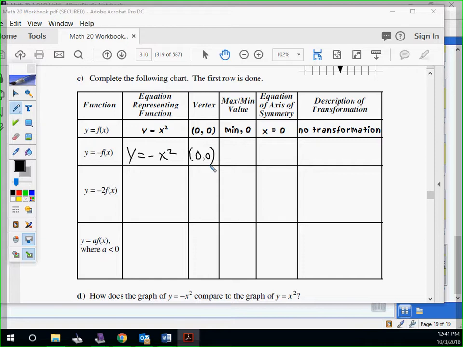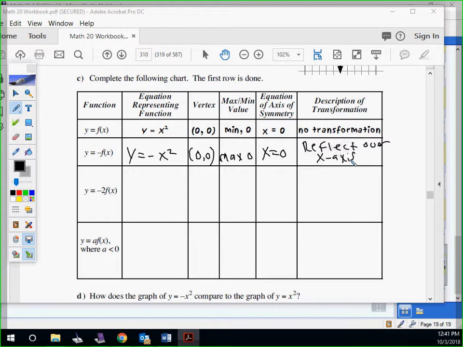Now, here's a tricky one. Y equals x squared has a min at 0. What does y equals negative x squared have? The one we just drew. Max at 0. Very good. Max of 0, or at 0, 0. It's fine. Axis of symmetry doesn't change. Okay. The transformation was reflect over the x-axis.